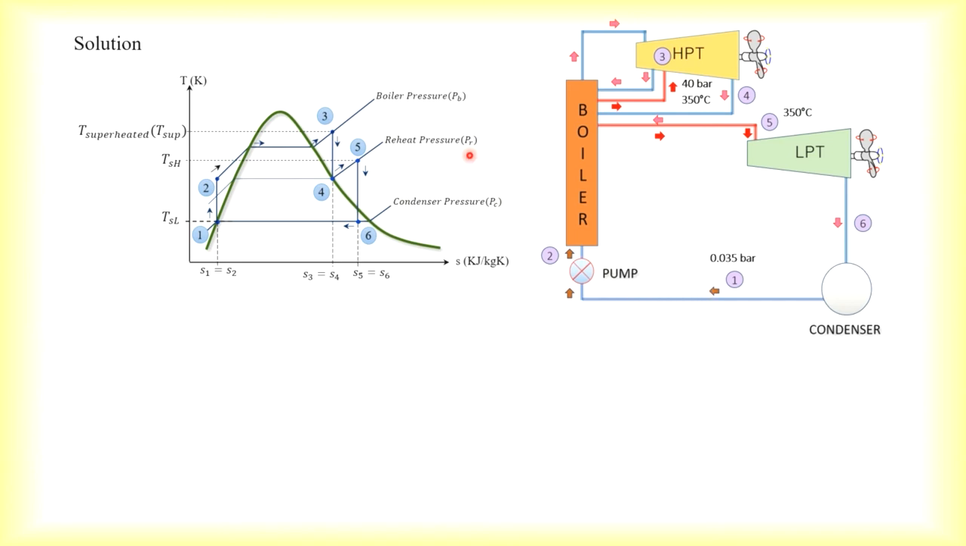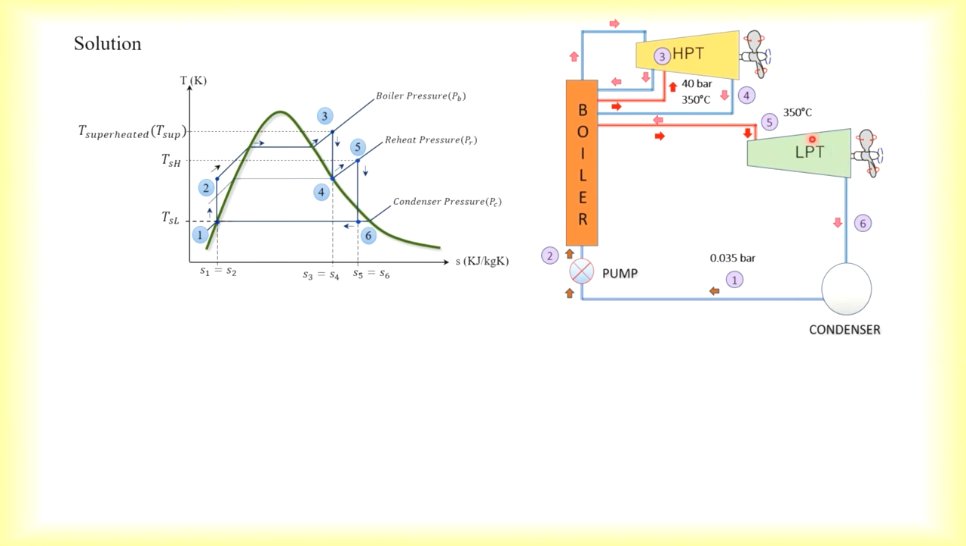This will be your schematic diagram. State point 3 means your turbine inlet, the high pressure turbine inlet at boiler pressure, at a pressure of 40 bar and a temperature of 350. Then it undergoes isentropic expansion through the first turbine, the high pressure turbine, until state point 4. Then it is sent back to the boiler for reheating, coming out at state point 5, which should be 350 again, because the question says after reheating to the temperature of 350.